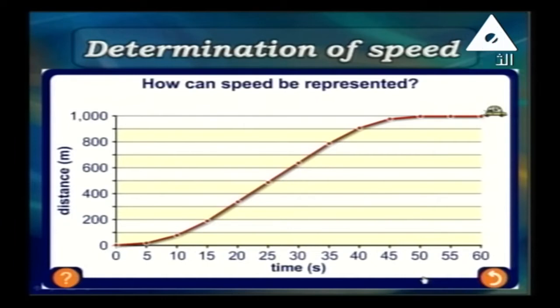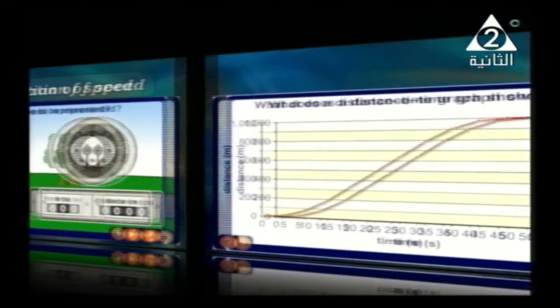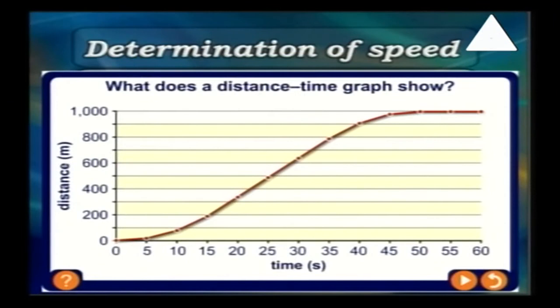The graph has two parts, a relation between distance and time, to represent how speed can be represented. Each part of this graph represents a type of speed that we will talk about after a period of time. After that, we have another thing about this graph. How does the distance-time graph show the relation between the distance and time?